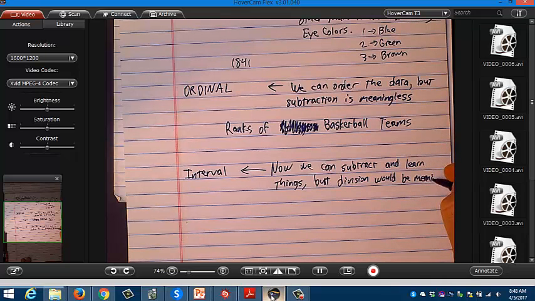So just like, if we say the Celtics are number 3 and the Cavs are number 1 and we subtract, we get 2. Does that mean we're 2 better than the Celtics? It doesn't really make any sense. All I know is that we're higher up than the Celtics. That's what that number means. Well, sometimes you can subtract and it makes sense, but dividing does not make sense, okay?